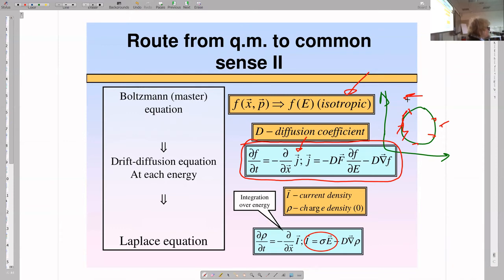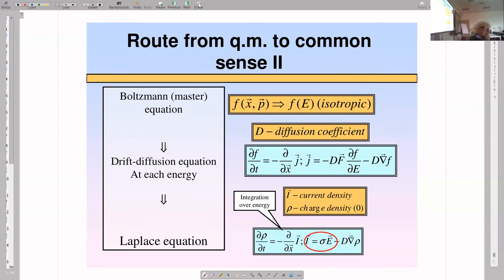Fine. And this current contains two terms. The second term is a gradient of particle concentration. That's natural: if you have more particles in some regions, they would go to the left. There will be a gradient, so there will be a current proportional to the gradient. There is also the effect of force, and that involves the derivative of the distribution in energy. Good. So this is what people call the drift-diffusion equation.